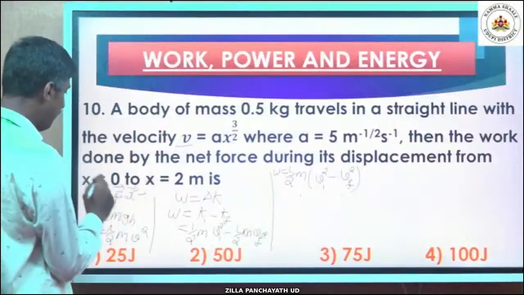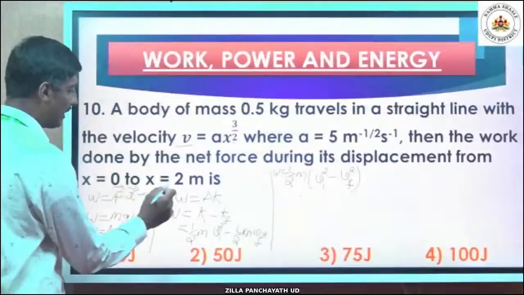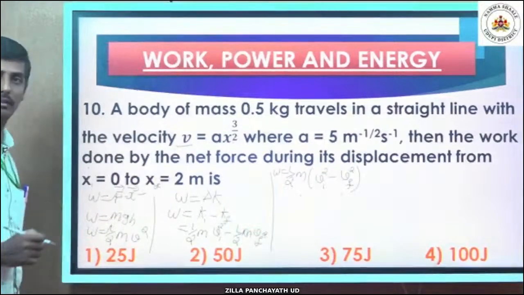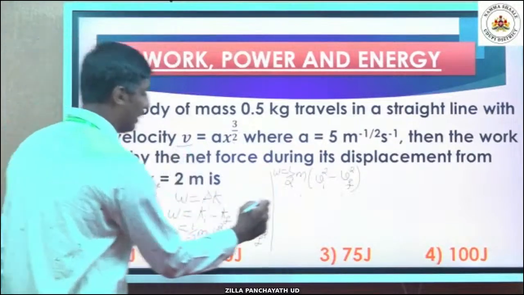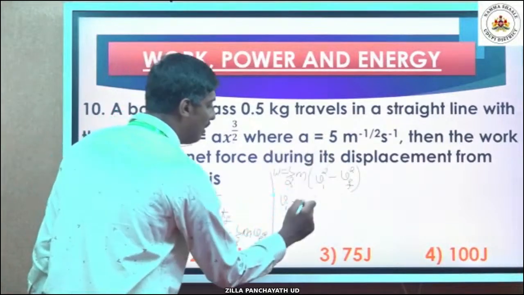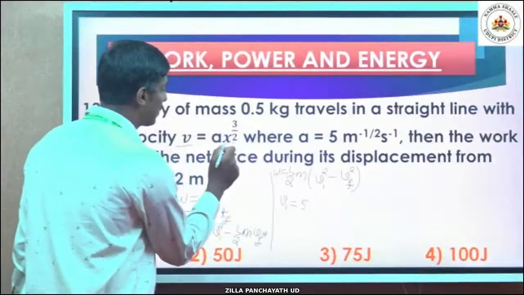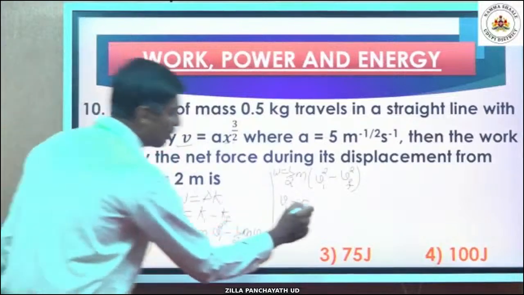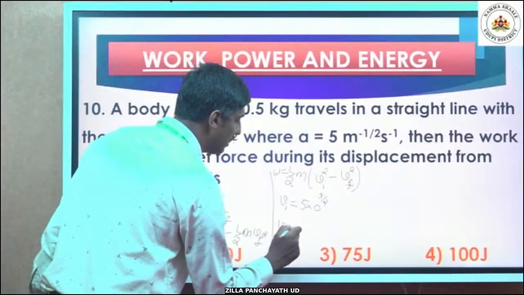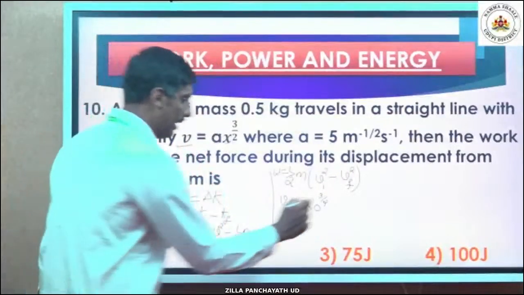Okay, take the initial equation. When x is equal to 0, this is the initial point. So vi is equal to a value, v is 5x to the power 3/2. With x equal to 0, 0 to the power 3/2, so clearly we can write vi is equal to 0.